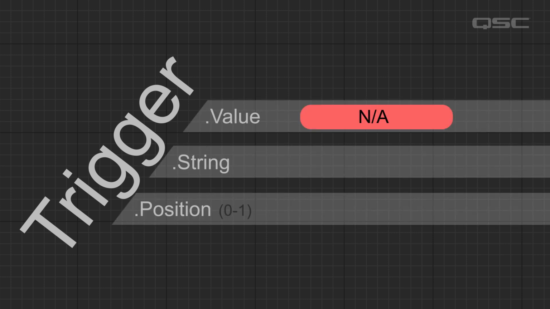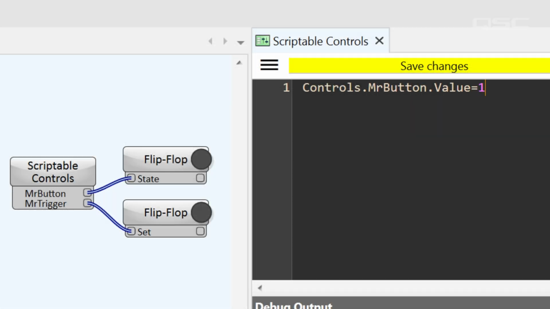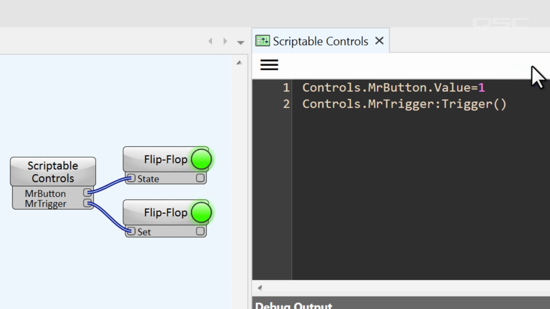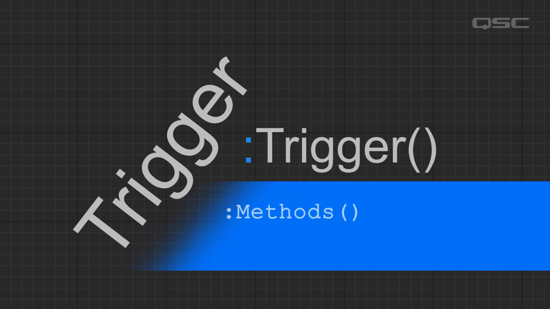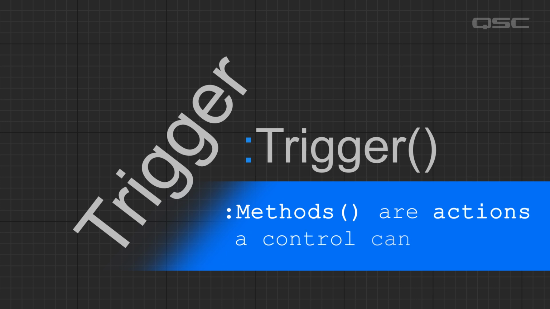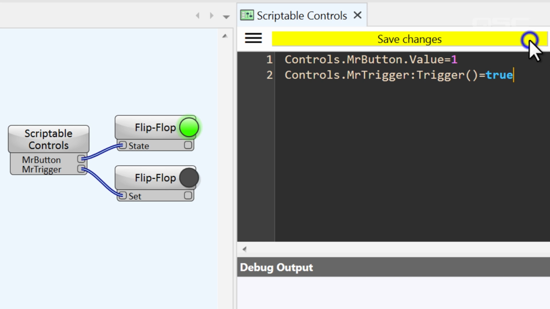Finally, let's look at trigger buttons. We've said a few times that triggers are unique because they don't have values, strings, or positions. Normally, you could change a control state by adjusting those properties, but for a trigger, you'll need to do this. Control:trigger, open and close parentheses. Notice the use of a colon instead of a period here. The colon indicates a method rather than a property. A method is an action that a control can perform. You don't have to set the colon trigger to true or false. The colon is all you need to activate this method.